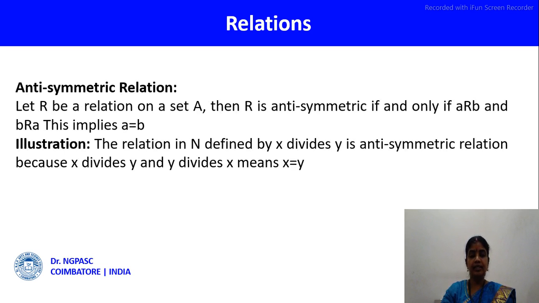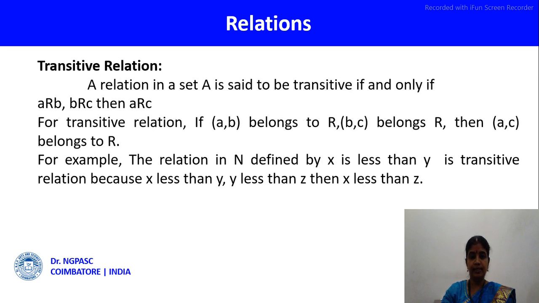Antisymmetric. A relation is said to be antisymmetric if and only if a related to b and b related to a implies a equals b. For example, in N, the relation defined by x divides y is an antisymmetric relation. Because x divides y and y divides x means definitely x equals y. So it is an antisymmetric relation.